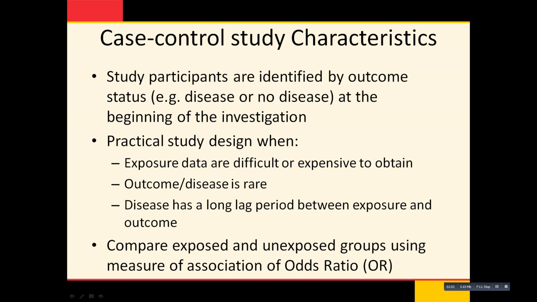There is also a benefit of case control design when the disease has a long lag period between the exposure and the outcome. So here we've got people that have the disease and they don't have the disease, and we can go back in time and see whether they were exposed or unexposed. Again, it helps address that, somewhat similar to retrospective cohort studies. How we compare the groups, the exposed and unexposed groups, is we use our odds ratio to compare the groups.